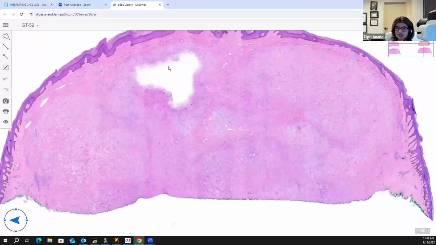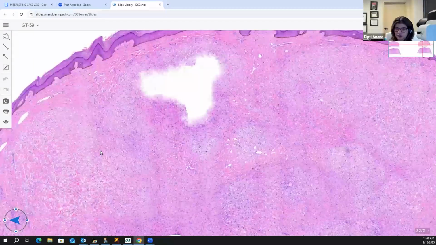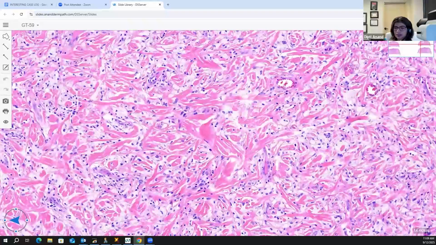But then you look for other things like induration. You look for collagen trapping within the lesion. There's beautiful collagen.